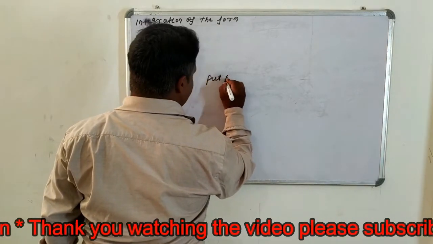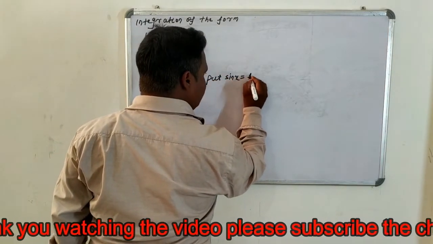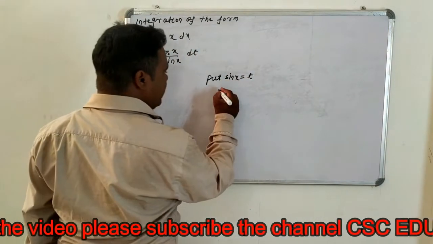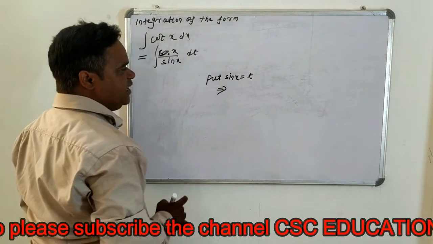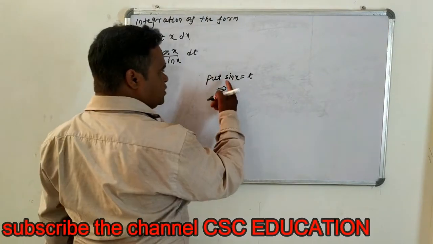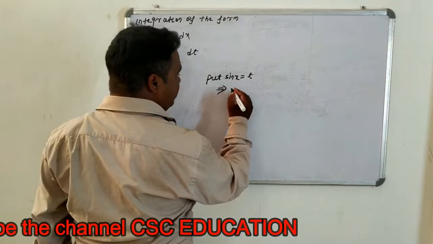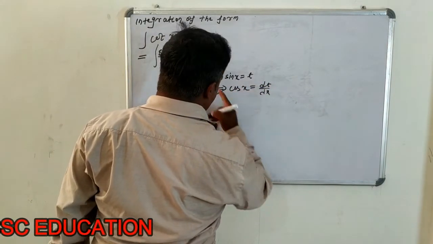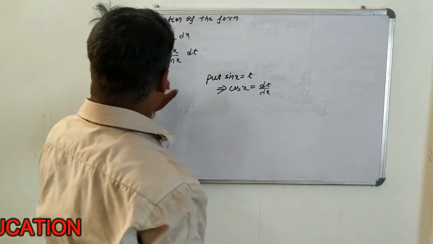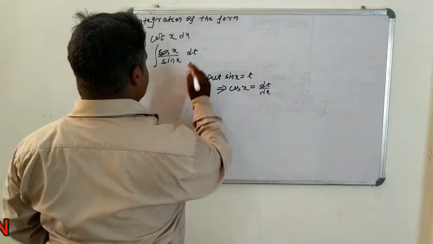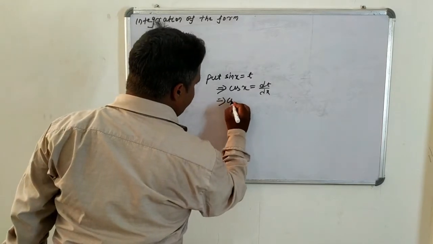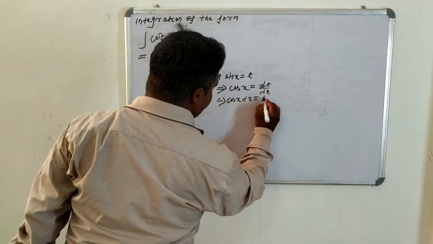Firstly, sin x equals t now. t is a function of x. Now take the derivative of both sides, dt by dx. The derivative of sin x is cos x, equal to dt by dx. Because sin x is t, cos x dx equals dt.